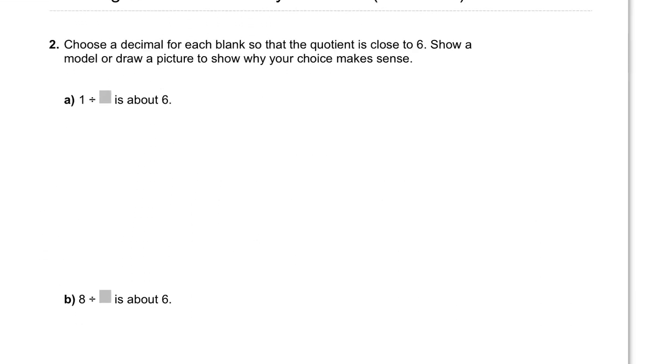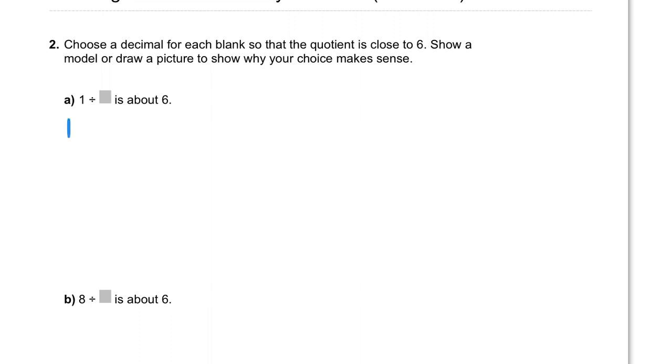Next it says, choose a decimal for each blank so that the quotient, again the answer to a division question, is close to 6. Show a model or draw a picture to show why your choice makes sense. 1 divided by something is about 6. The method I'm going to start with is guess and check. Okay, I know I'm working with decimals, so I'm going to check the decimals that I know. These are the benchmark decimals.